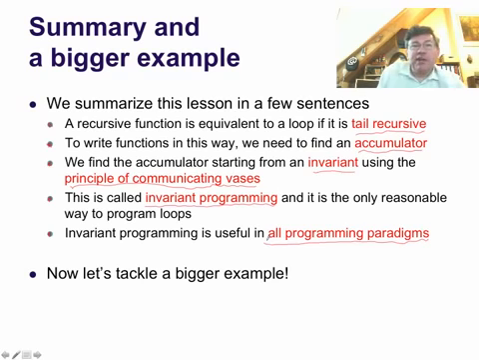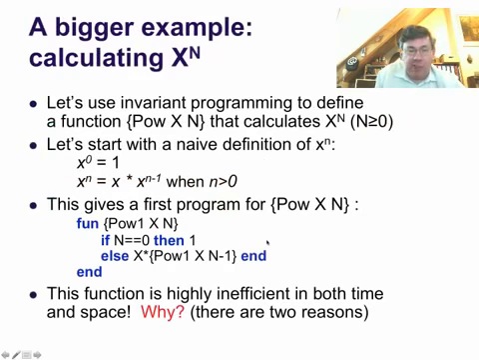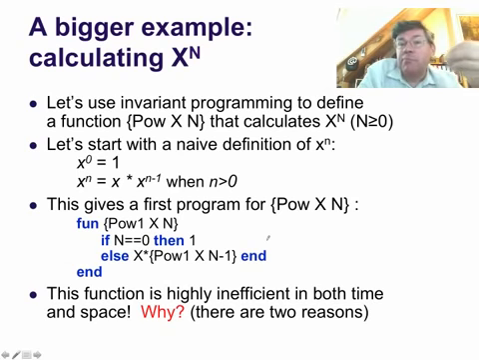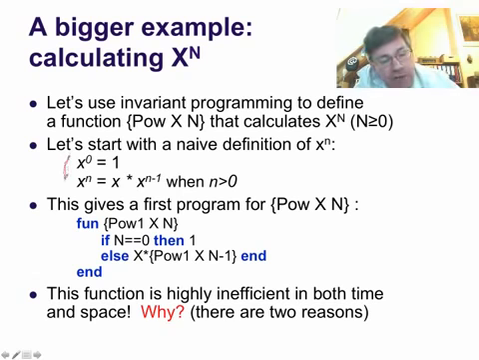Now, to finish this lesson, let's tackle a bigger example. So let's use invariant programming to define the function pow(x, n) that calculates x to the power n, where n is greater or equal to 0. We will define three functions that progressively have better properties. So let's start with a naive definition here.